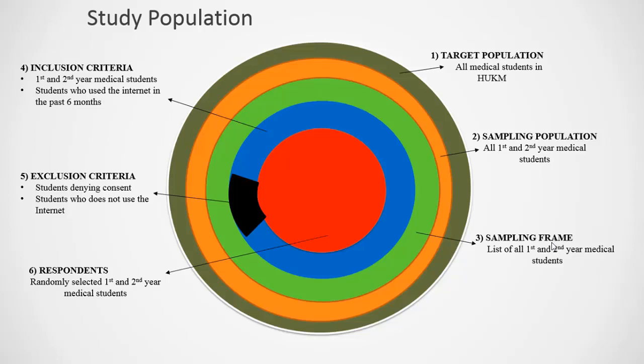Next is study population. First of all, our target population is all the medical students in HUKM. Next is our sampling population, which is all the first and the second year medical students. Then we go on to our sampling frame, which is the list of all first and second year medical students. The inclusion criteria are first and second year medical students and also students who used the internet in the past 6 months. We excluded students who denied consent and also students who do not use the internet. And our respondents are randomly selected among first and second year medical students.